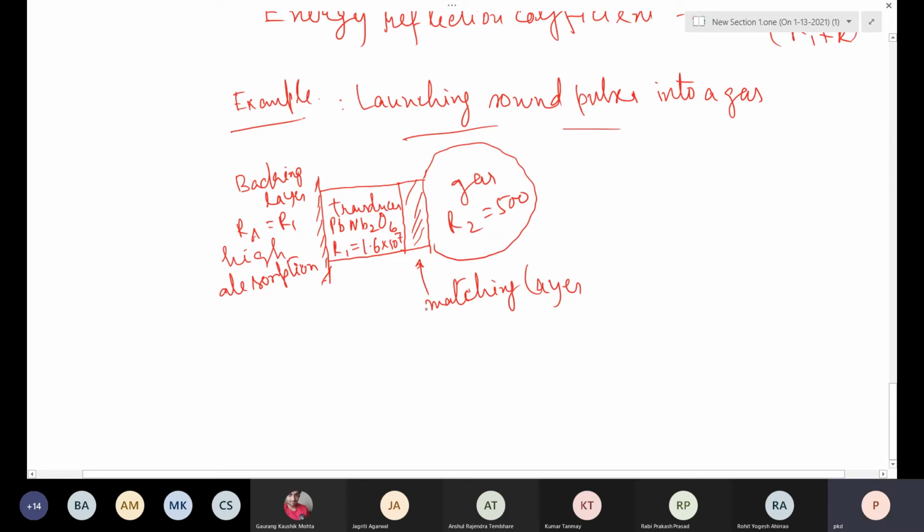Then this matching layer's acoustic impedance is given as the square root of R1 R2. So here it is the square root of 1.6 into 10 to the power 7 into 500. So this is 9 into 10 to the power 4.